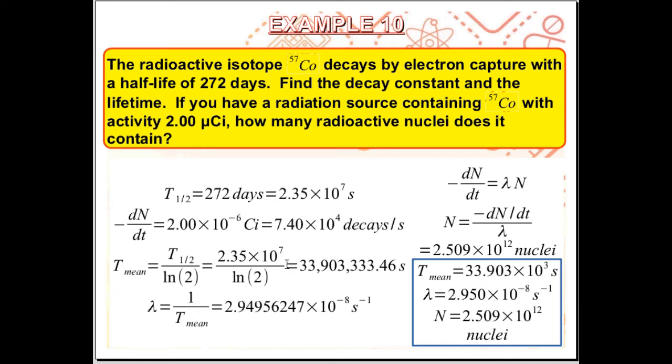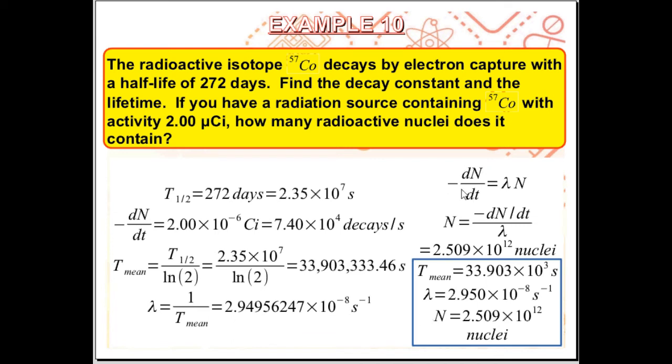The decay constant is just 1 over the lifetime, 1 over T mean. Knowing T mean, knowing the lifetime which we have just calculated, we are able to calculate the decay constant, 2.950 times 10 to the negative 8 per second.